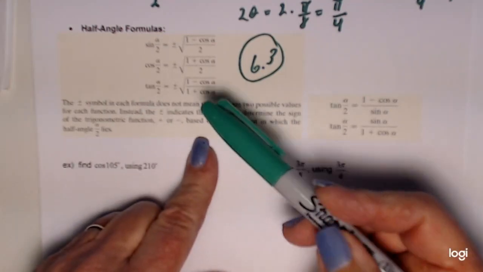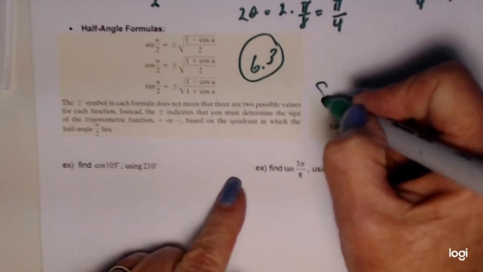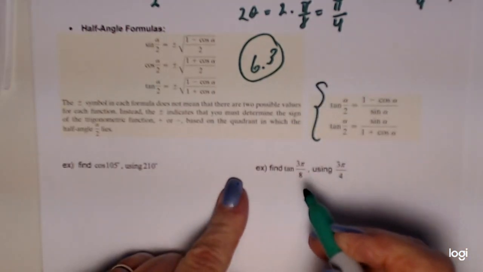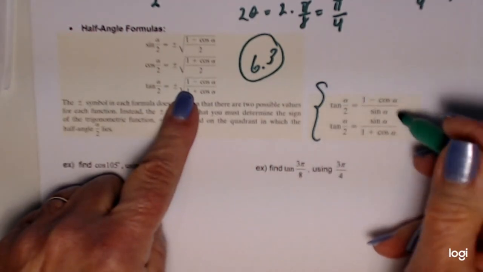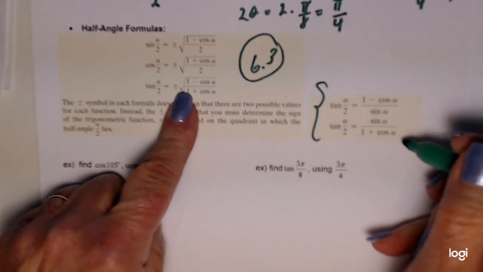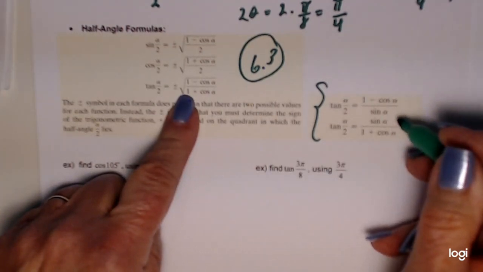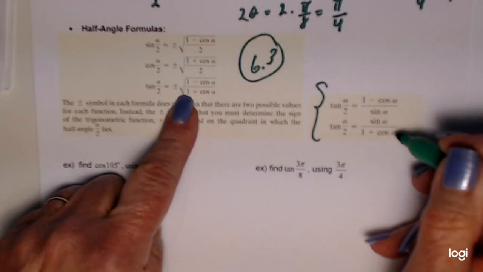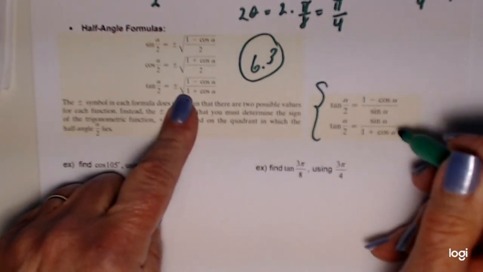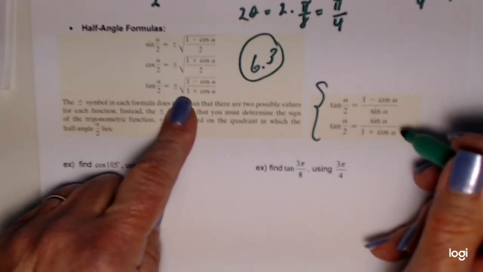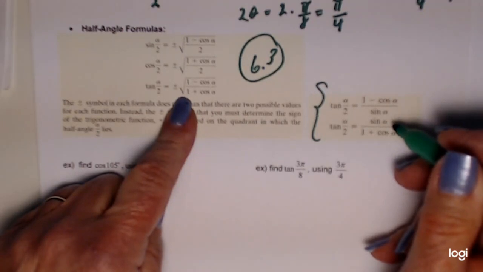The other thing that you notice down here is that tangent has three formulas that we might use. This one here, and then these two other formulas. This is similar to what we had with the double angle formulas, where it was cosine that had three options. Here, tangent has three options. And which formula you use depends on which one you want to use.